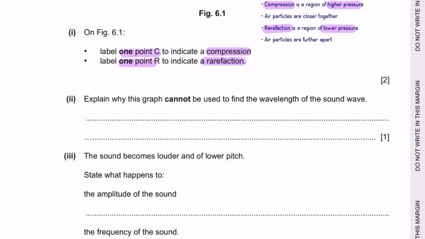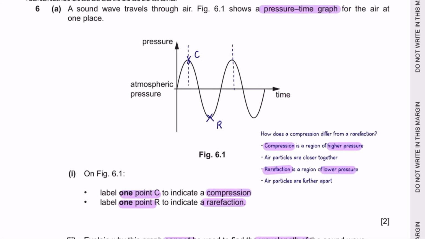Next, part 2. Explain why this graph cannot be useful to find the wavelength of the sound wave. To find the wavelength of a sound wave, we are going to need the displacement, and we have not been given the displacement in this graph, so we can't use this graph to find the wavelength.